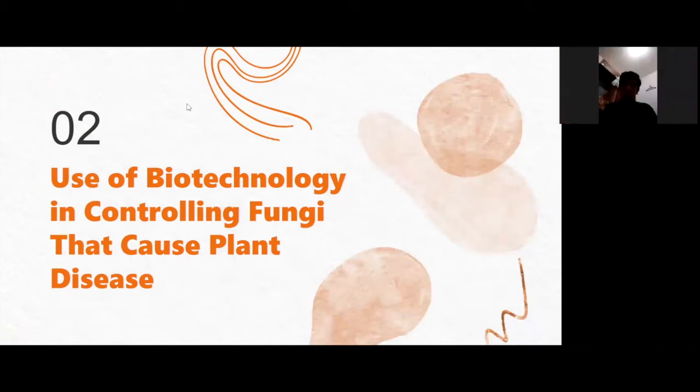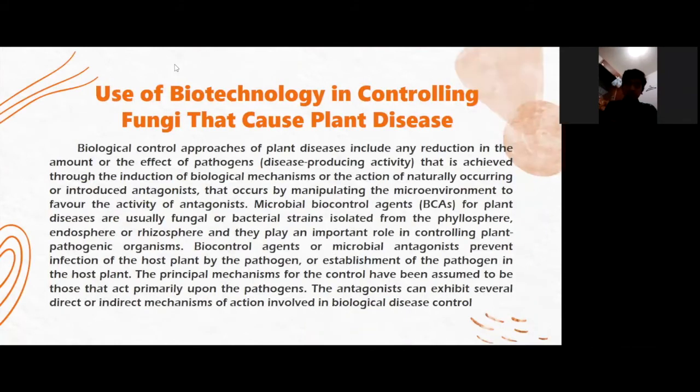Number two is use of biotechnology in controlling fungi that cause plant disease. Biological control approach of plant disease includes any reduction in the amount or the effect of the pathogen that is achieved through the induction of biological mechanisms or the action of naturally occurring or introduced antagonists that occur by manipulating the microenvironment to favor the activity of antagonists.